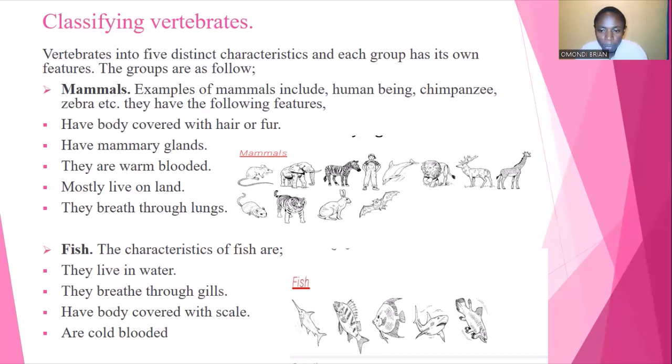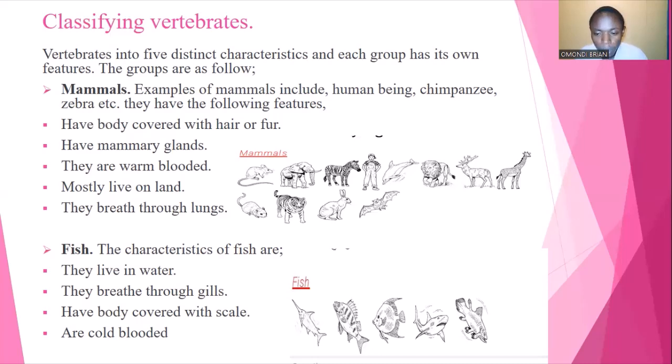Examples of mammals are human beings, chimpanzee, zebra, and many more. They have the following features or characteristics. Mammals have a body covered with hair or fur. When you look at your hand, your body is covered with hair. Or when you look at a pet, most commonly cats, they are covered with fur. Then mammals have mammary glands.